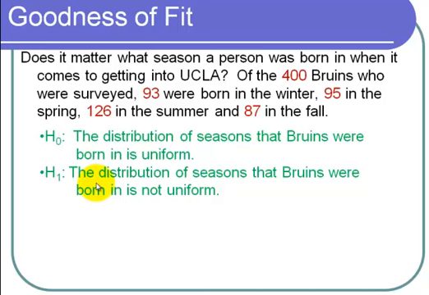H1 is the distribution of seasons that Bruins were born in is not uniform. So what we need to do is use our calculator to decide whether or not we have evidence to say that the distribution of seasons that Bruins were born in is not uniform.